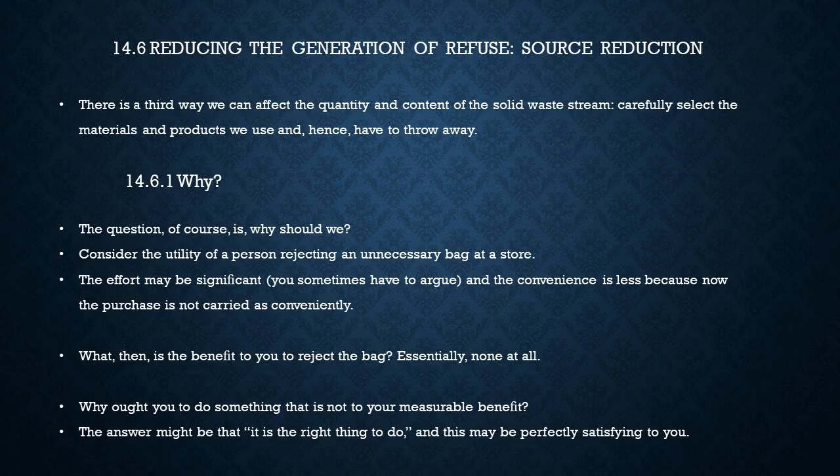There is a third way we can affect the quantity and content of the solid waste stream. Carefully select the materials and products we use and hence have to throw away. The question, of course, is why should we? Consider the utility of a person rejecting an unnecessary bag at a store. The effort may be significant, you sometimes have to argue, and the convenience is less because now the purchase is not carried as conveniently. What then is the benefit to you to reject the bag? Essentially none at all. Why ought you to do something that is not to your measurable benefit? The answer might be that it is the right thing to do, and this may be perfectly satisfying to you.